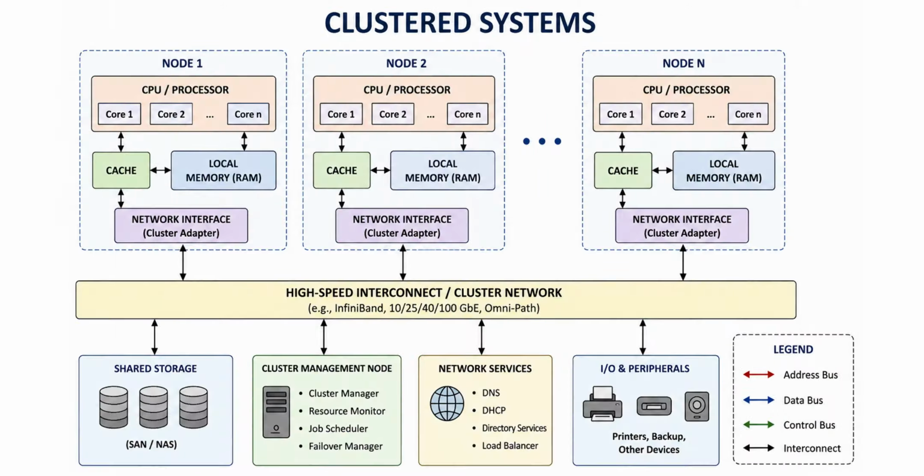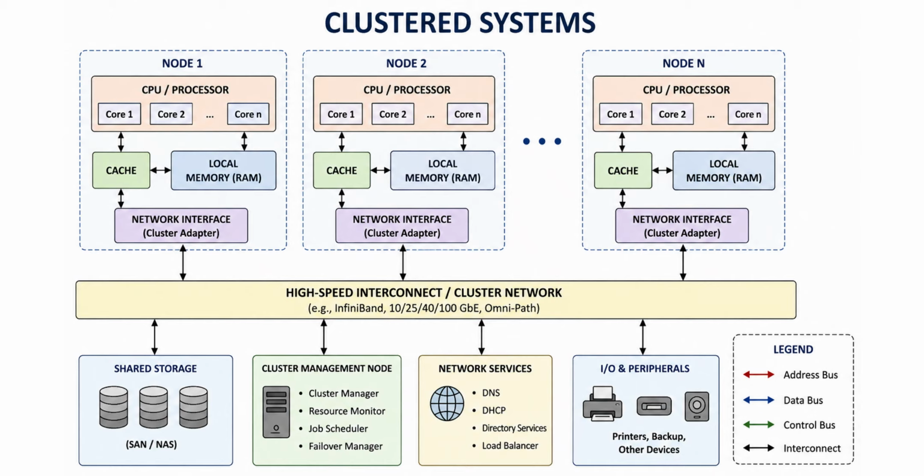And finally, here is the detailed architecture for a clustered system. We have node 1, node 2, up through node n, and each node is essentially a complete small system on its own, with its own CPU containing multiple cores, its own cache, its own local RAM, and a network interface acting as the cluster adapter. All of these nodes connect through a high-speed interconnect. Technologies like InfiniBand or high-speed Ethernet are common choices here.